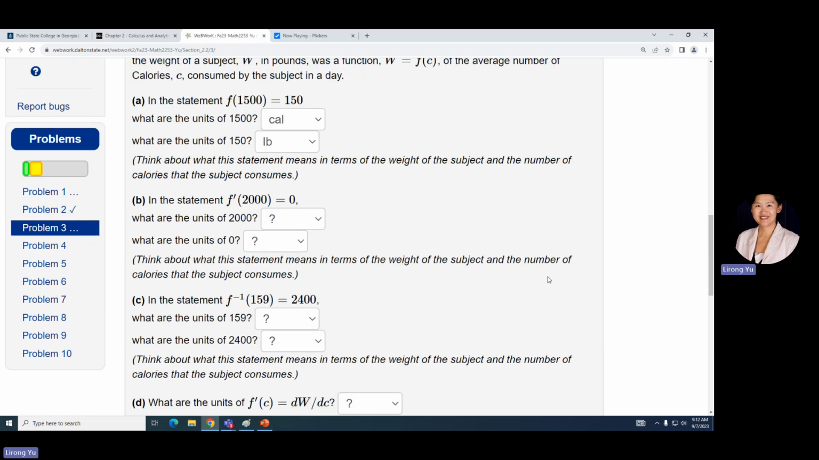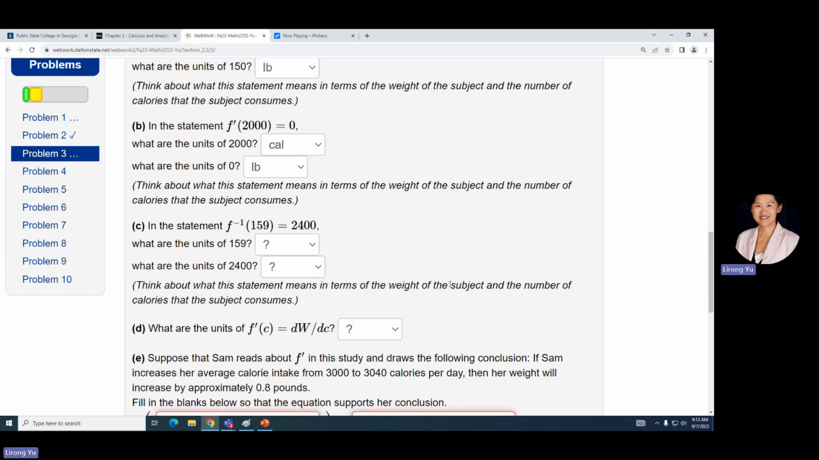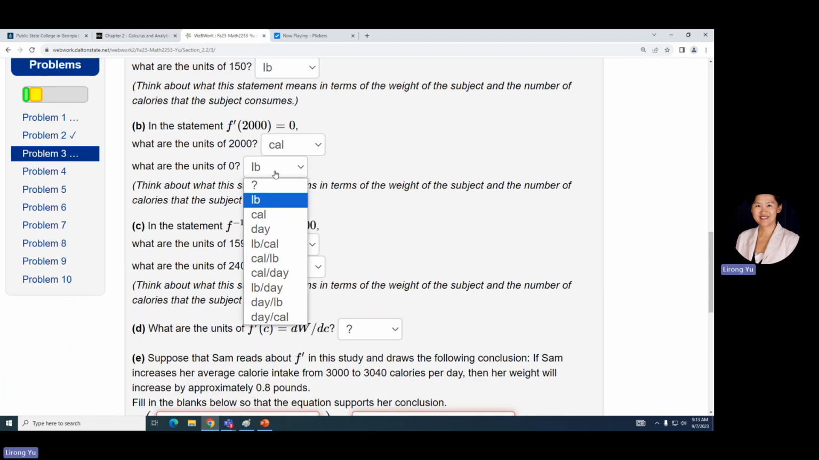Second statement says the derivative equal to 0 at 2,000, meaning that, remember derivative represents the rate of change. So the rate of change at 2,000 calories is 0, meaning that if you consume 2,000 calories a day, there's no change to your weight. So I guess the unit of the 2,000 is still going to be the calorie, and unit of 0, I think that's still the change of the weight. Or maybe that should be it's dW/dC, so it should be pounds per calorie.